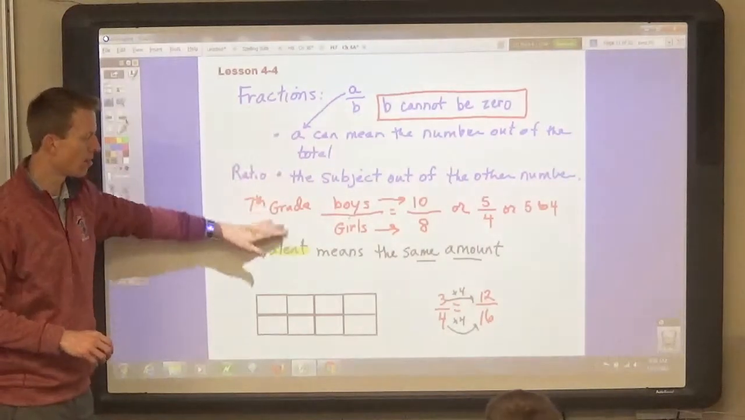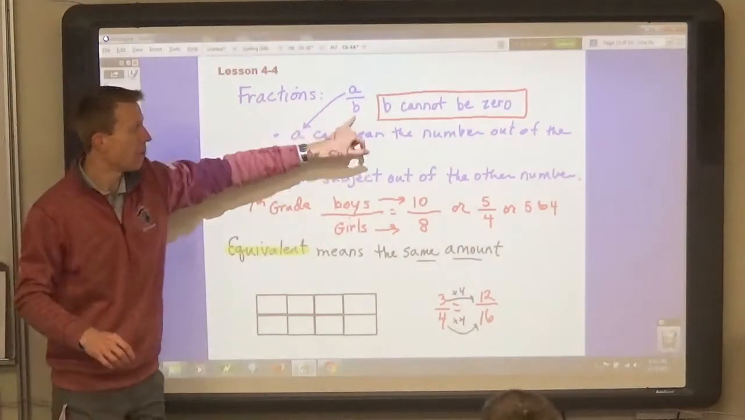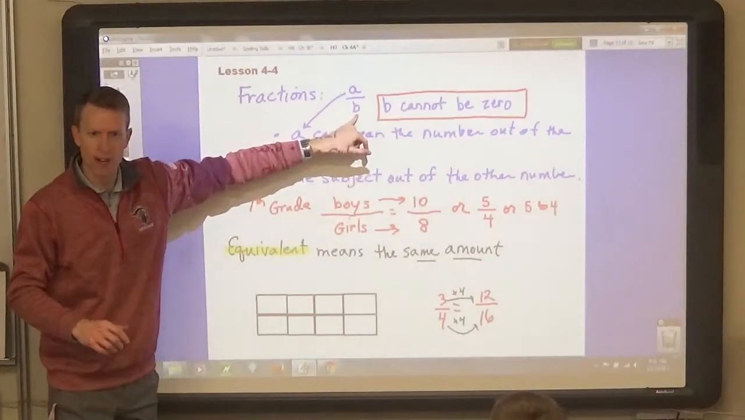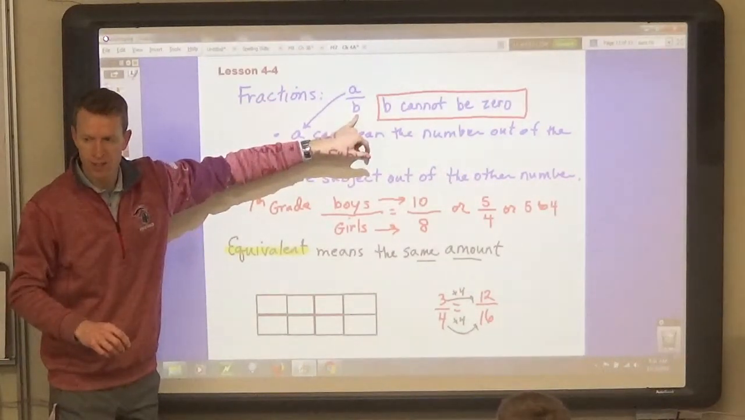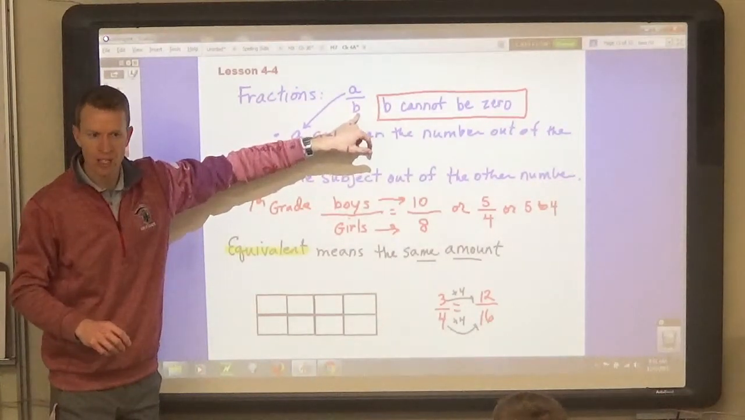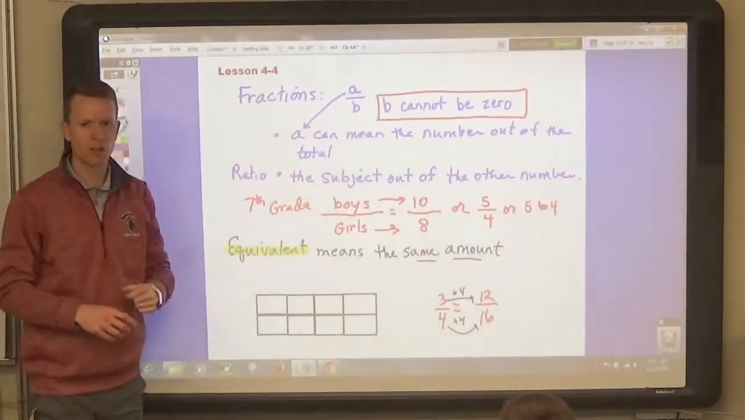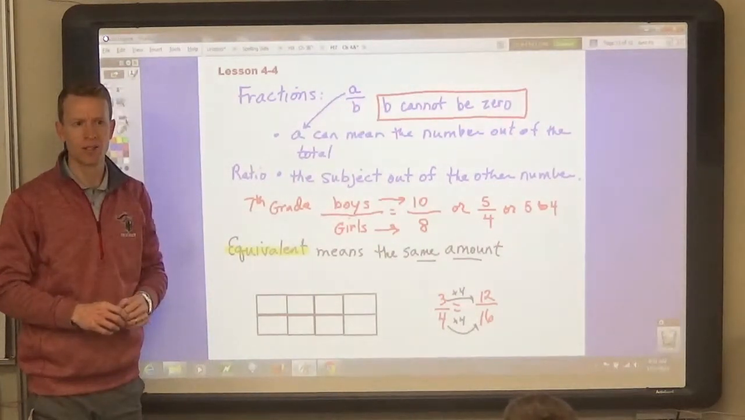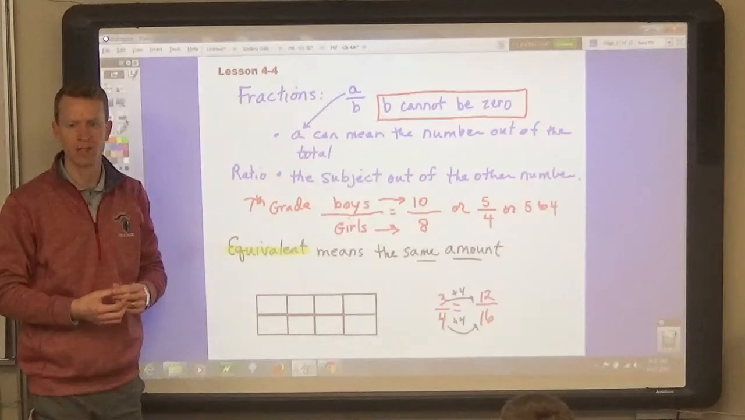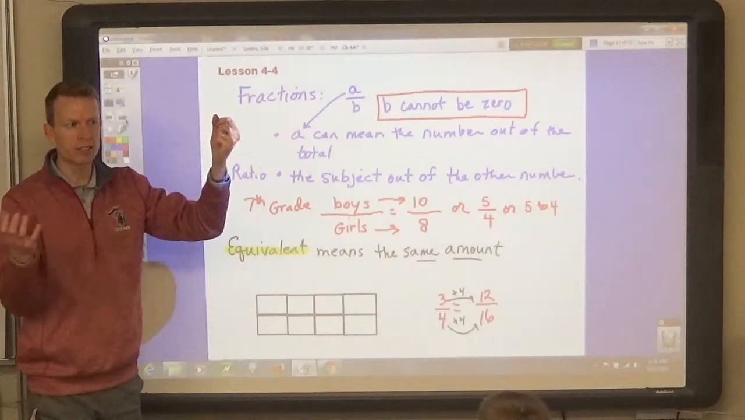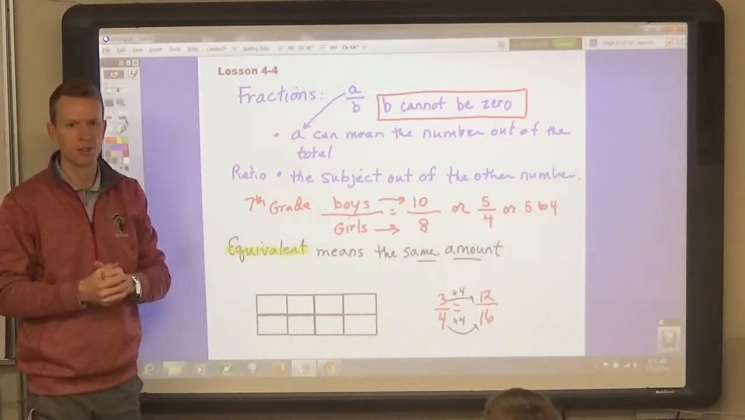That's a little bit about this. And then the denominator can never be 0 in a fraction. Okay? Can the numerator be 0? Yeah, you could have 0 boys out of the total.